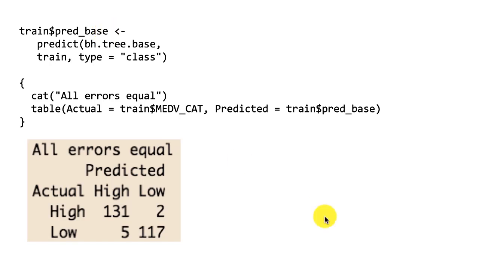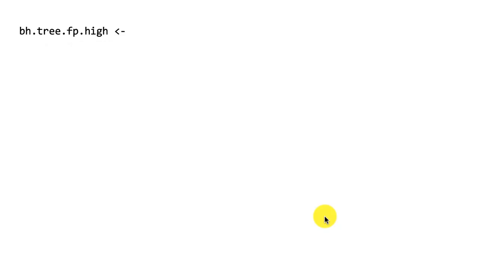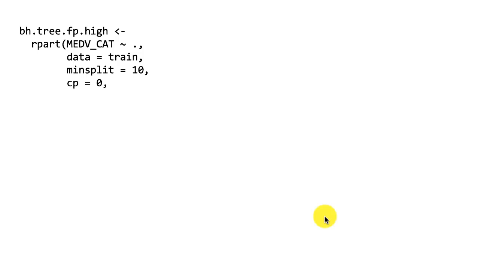Now we are going to generate one tree in which we have asymmetric costs. The way we specify asymmetric costs is what is coming up here. Params list, and we are saying loss equals matrix C(0, 1, 5, 0).